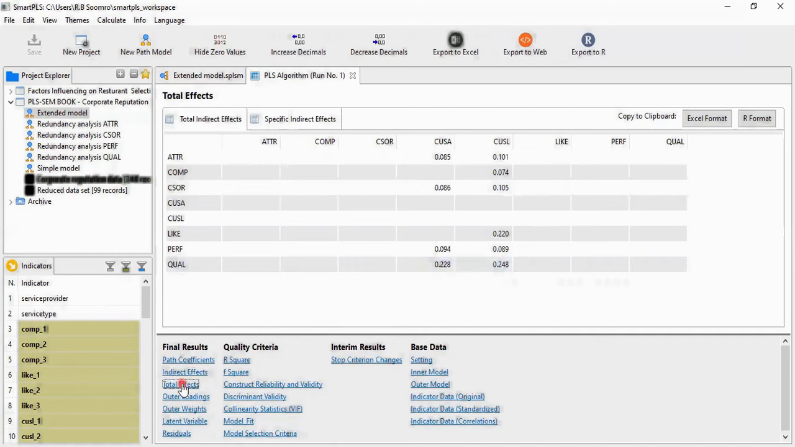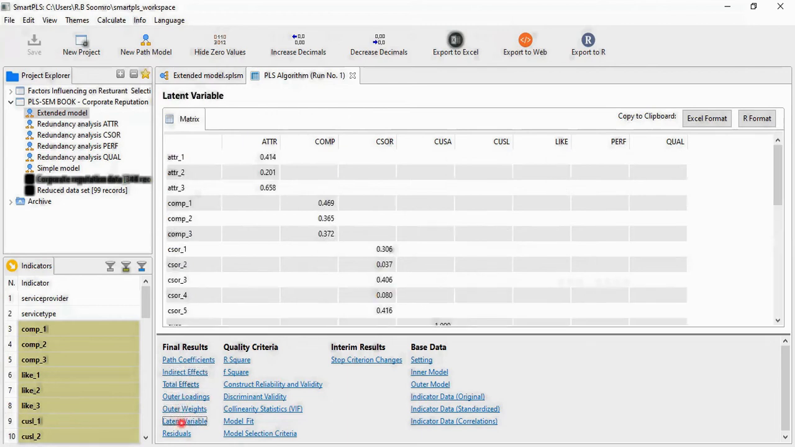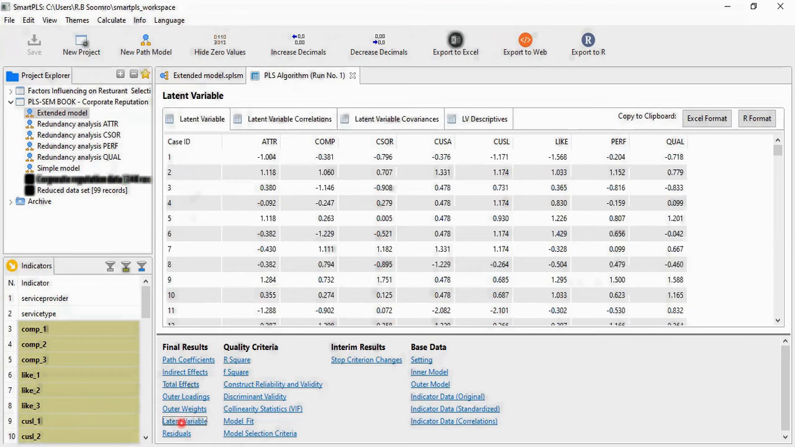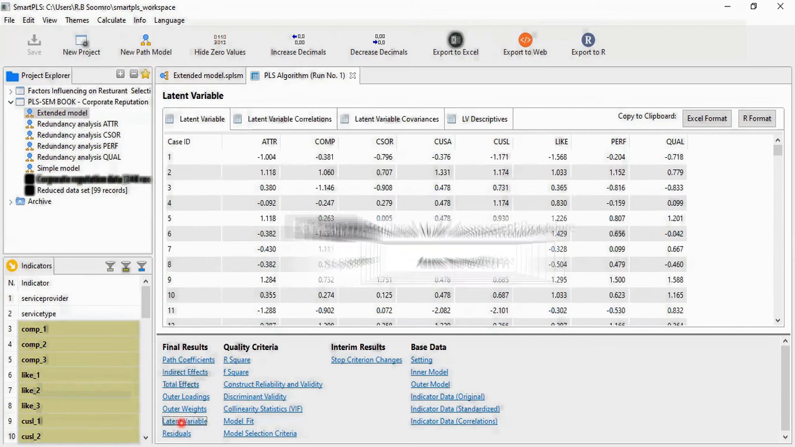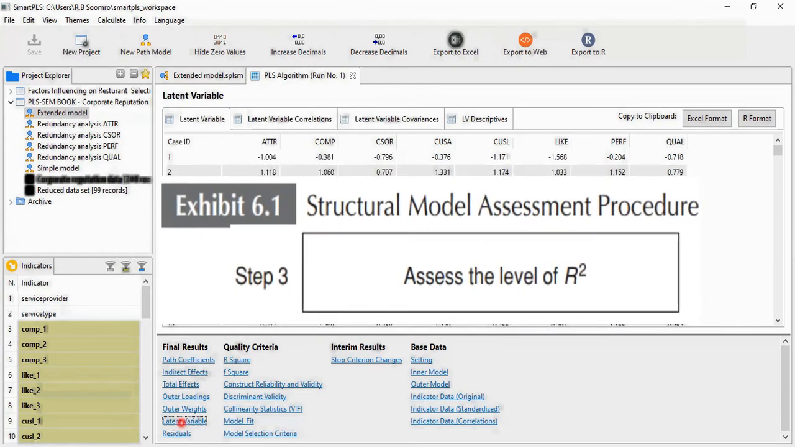Okay, another is the total effect. The total effect is the sum of the indirect and direct effects. When we add the direct and indirect effects together, it becomes a total effect. So these are the results of the total effects. In the final results, we have so far discussed the path coefficient, indirect effects, total effect, outer loading, outer weights, and latent variable. Okay, so two tools we have discussed right now, and the last tool is the coefficient of determination, R-square.